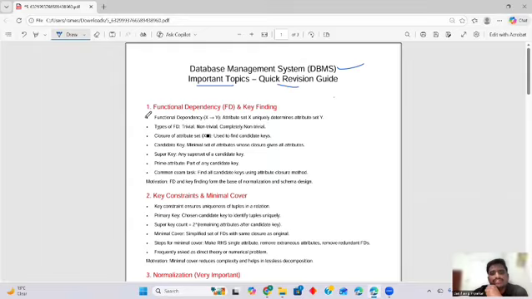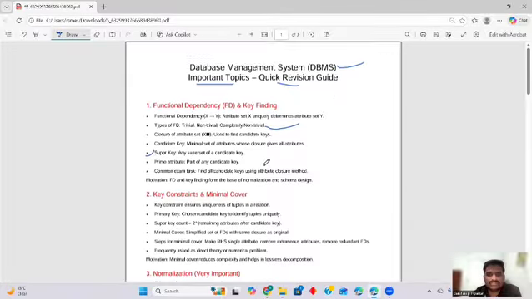In this topic, you need to revise the functional dependency attribute and set, and the theory of key types of functional dependency. You need to focus on candidate key and closure of attribute. Keys are important here, and you can also revise super key and primary key. So you need to revise this.